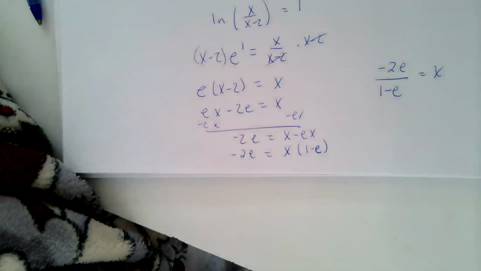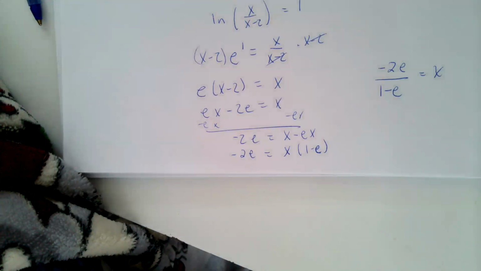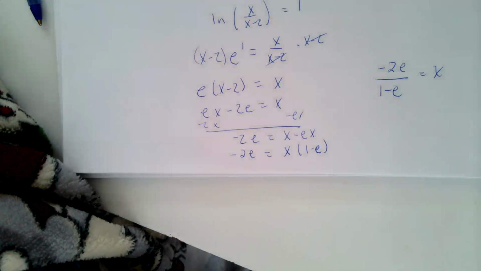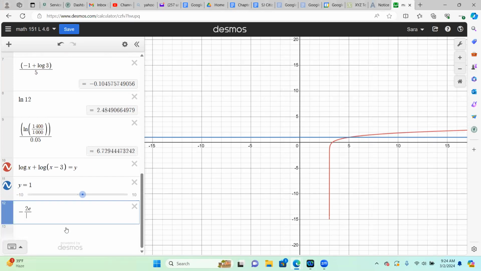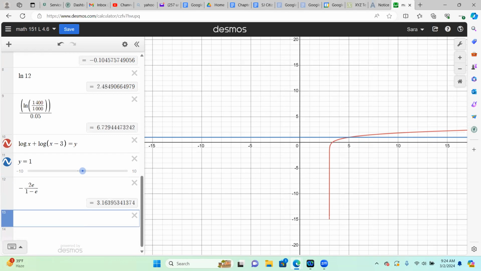That one was tricky. So we have a negative 2e divided by 1 minus e. So that is x is approximately 3.16. Let me go back there. That one was very tricky.